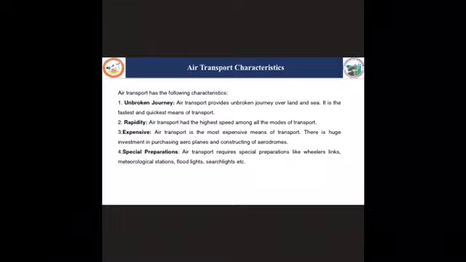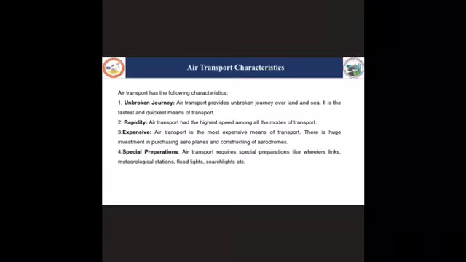So airport transport has some characteristics which include: air transportation provides an unbroken journey. That means to say that we can have an unbroken journey over land or sea, and it is also one of the fastest and quickest means of transportation. And air transportation provides rapidity. We already know that air transport has the highest speed among all modes of transportation.